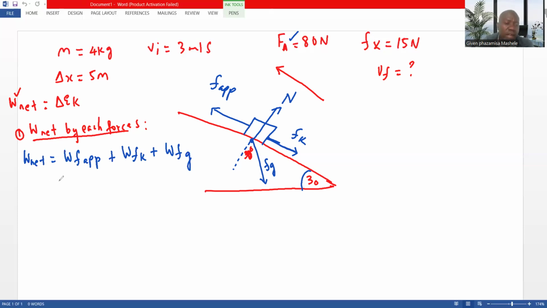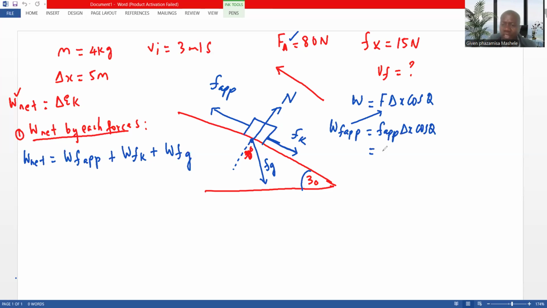To calculate the work done by each force, I will use this formula. Work done is equal to force times delta x times cos of theta. So initially, the work done by the force applied: I just replace the F by force applied. So it will be force applied times delta x times cos of theta.